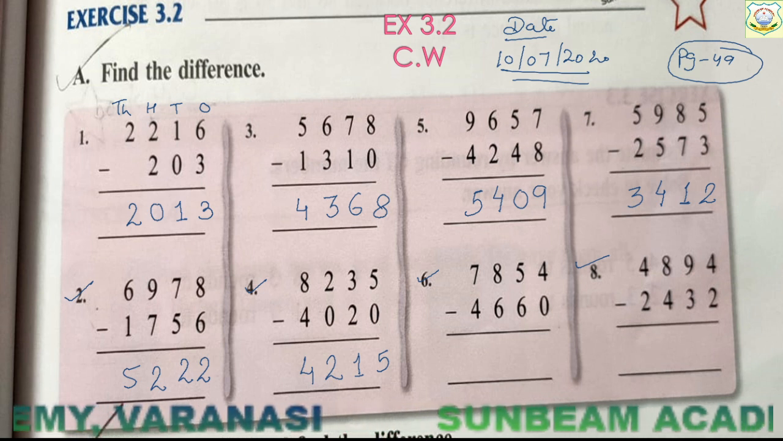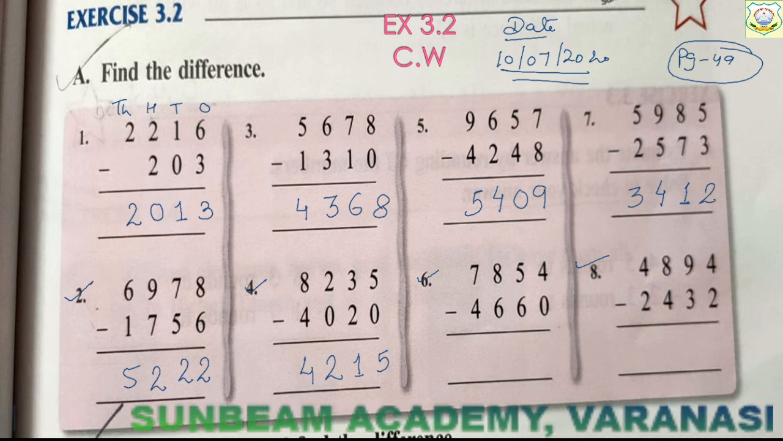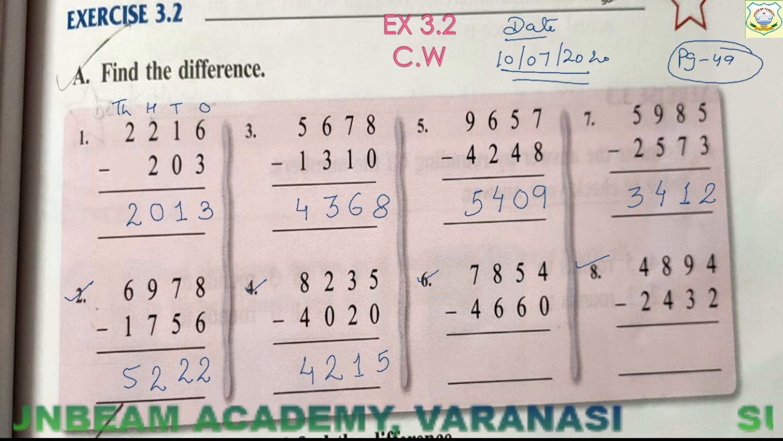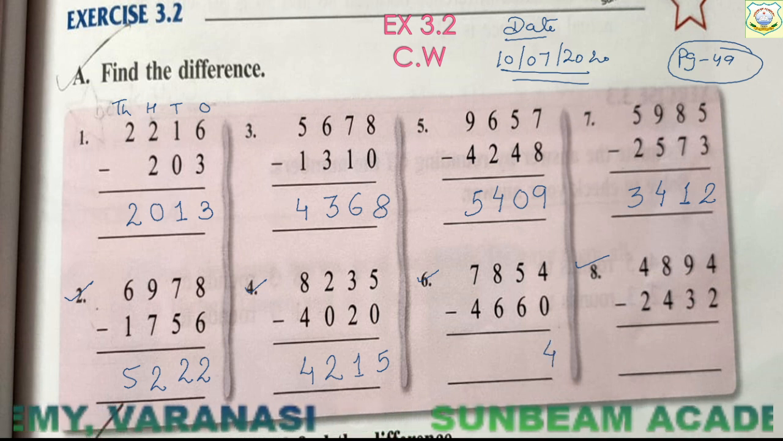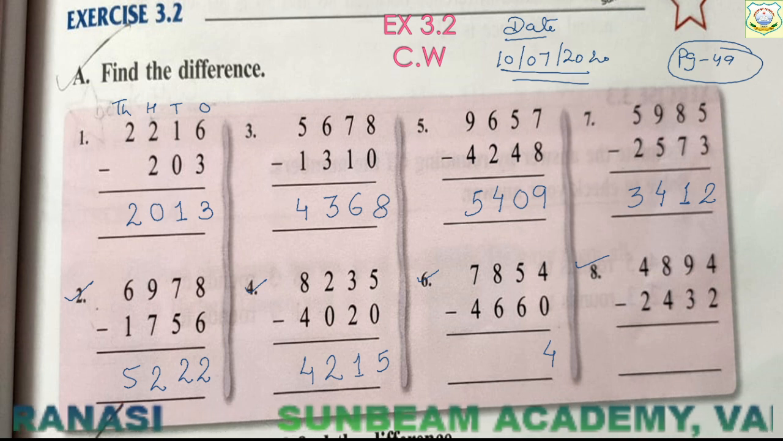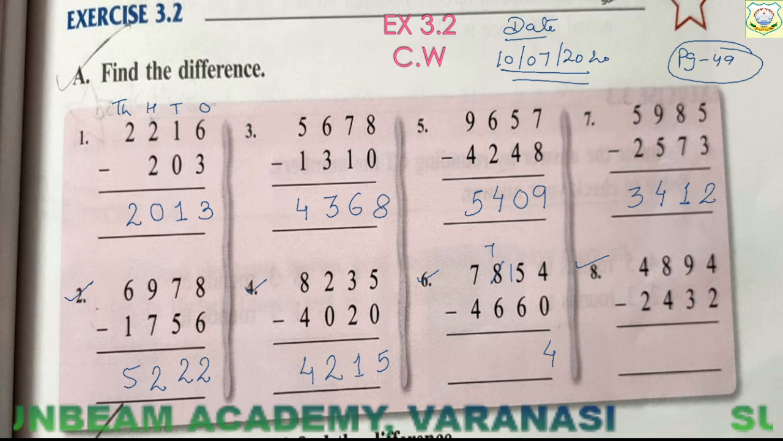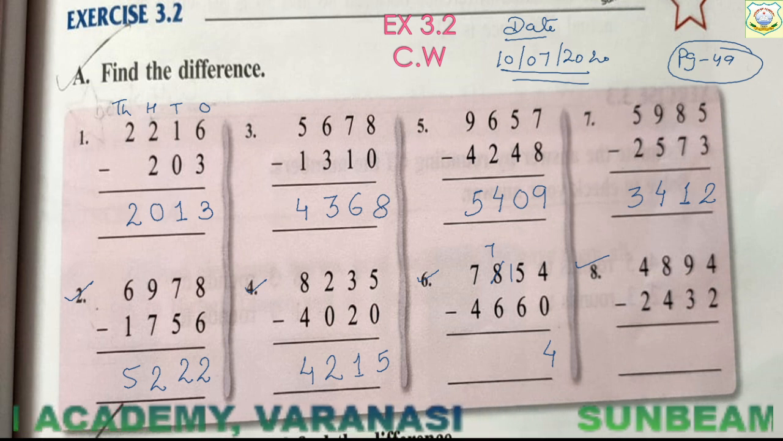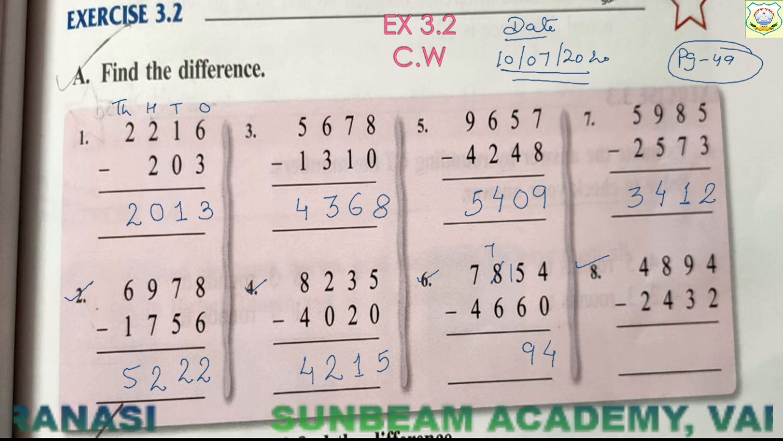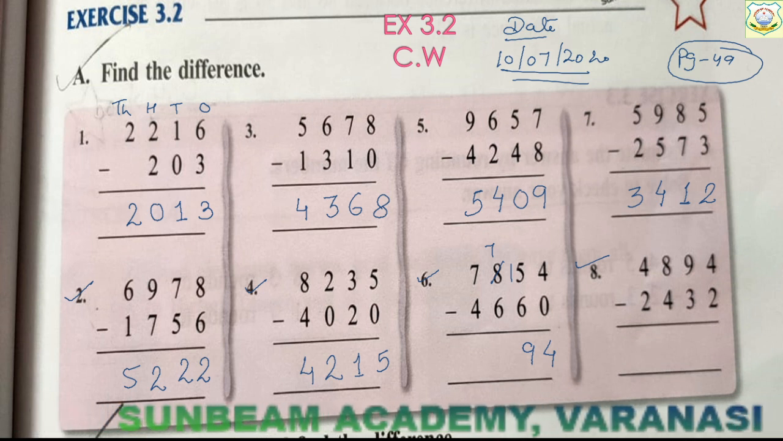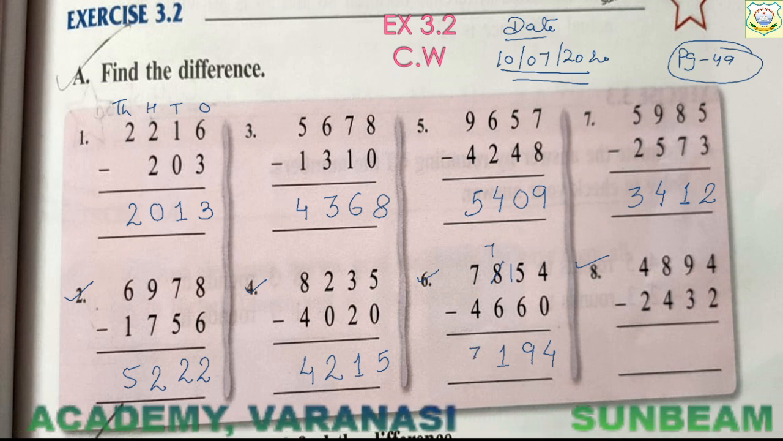Next is 7,854 minus 4,660. So 4 minus 0 is 4. 5 minus 6 is not possible. We have to take a borrow. So it becomes 7 and it becomes 15. So 15 minus 6 is, yes, 9. 7 minus 6 is 1. 7 minus 4 is 3.